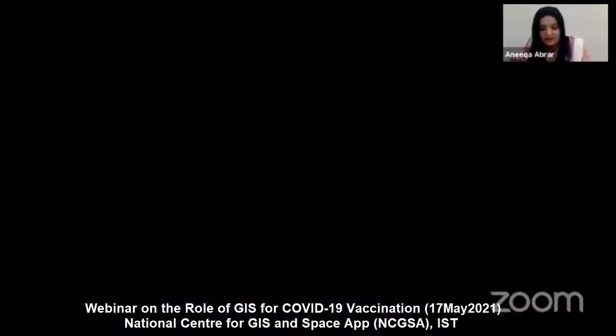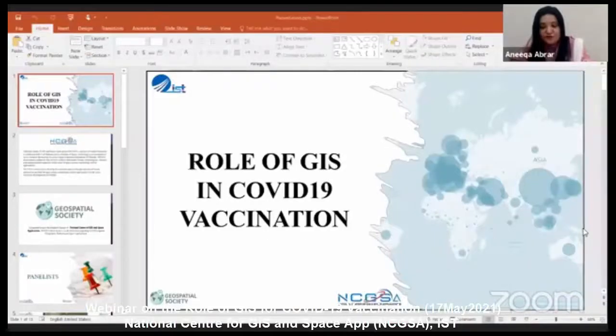We have 4 experts here today to talk about the extremely important topic of the role of GIS in COVID vaccination. We'll be talking about the role of geospatial technologies in COVID-19 vaccine distribution and post-vaccination tracking, especially in developing countries.